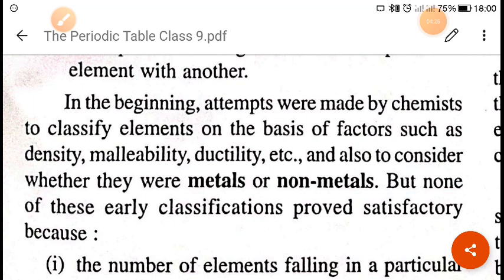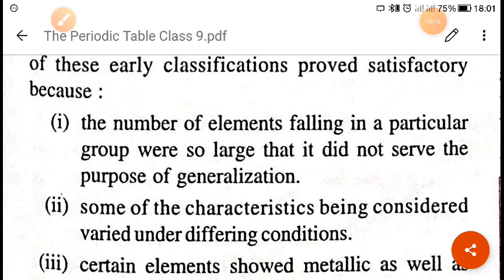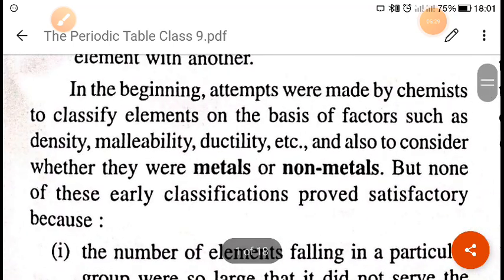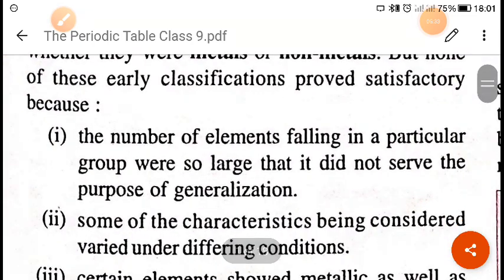Now in the beginning, attempts were made by so many chemists, okay, and some of them tried to classify the elements according to their physical properties, like density, malleability, ductility and all, right? And some of them tried to classify the elements into groups of metals and non-metals, right? But none of these methods, the physical properties or the metal and non-metal concept, proved to be satisfactory, because the number of elements falling in a particular group was so large that it did not serve the purpose of generalization. When we talk about density, malleability, and ductility, at that time the number of elements falling in a particular group was so large that it did not serve the purpose of generalization.